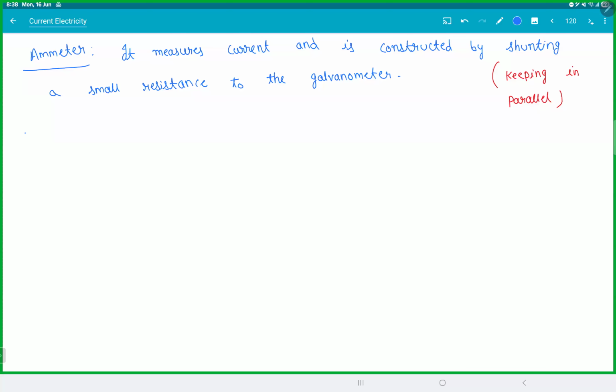Few things. One, an ammeter must be placed in series. So whichever device you're trying to measure the current of, place it in series so that they have the same current. Second thing, an ideal ammeter has zero resistance.